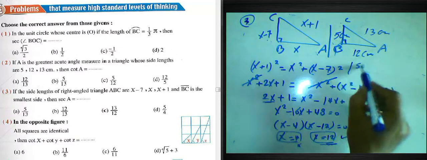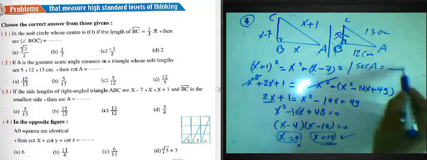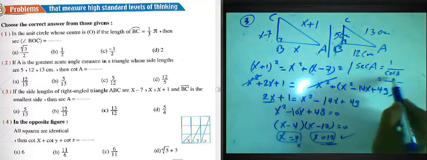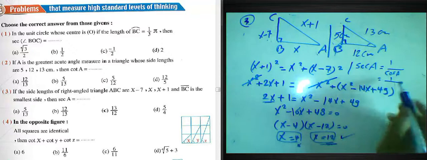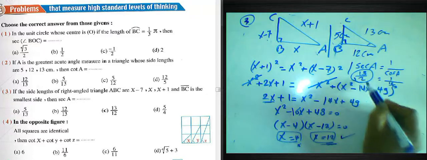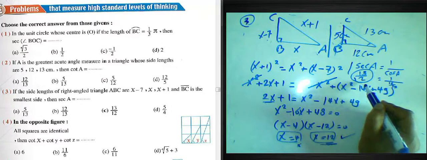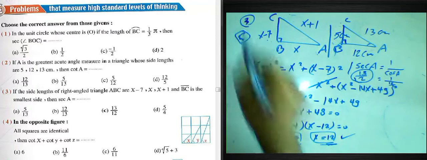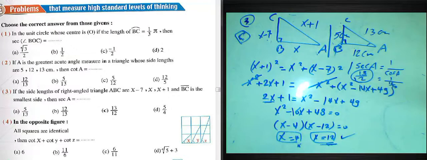Then sec A equals 1 over what? Over cosine A. Cosine A is 12 over 13. So the result will be 13 over 12. It's okay. 13 over 12, letter C. We'll choose letter C for question 3. Question number 4.